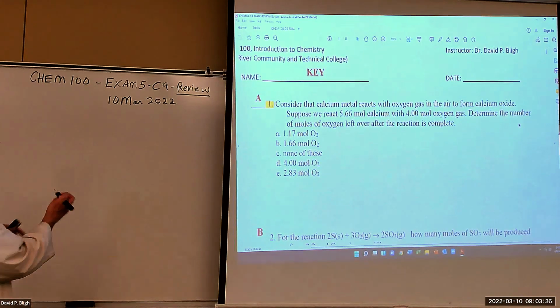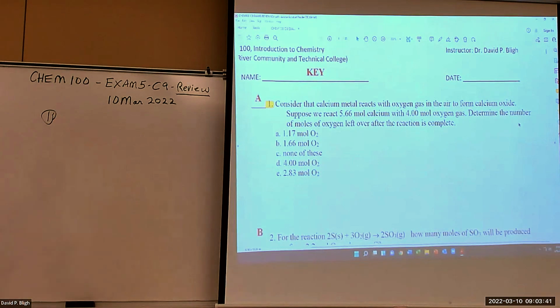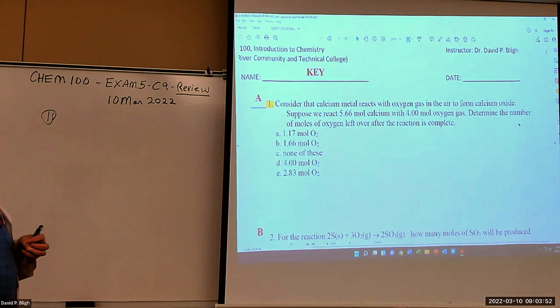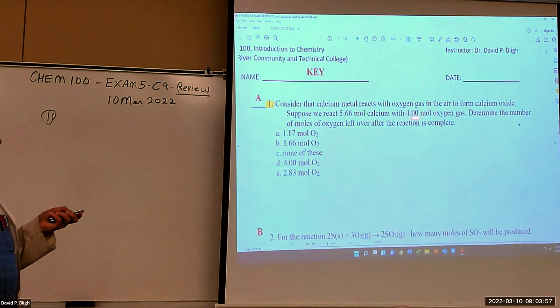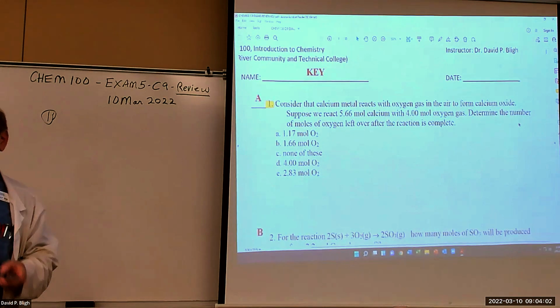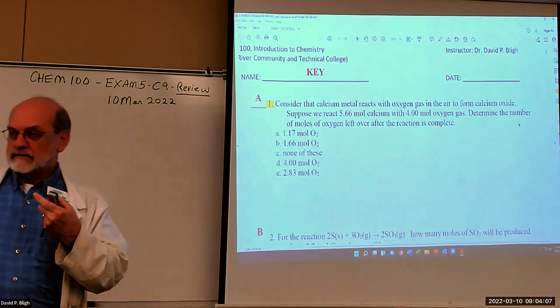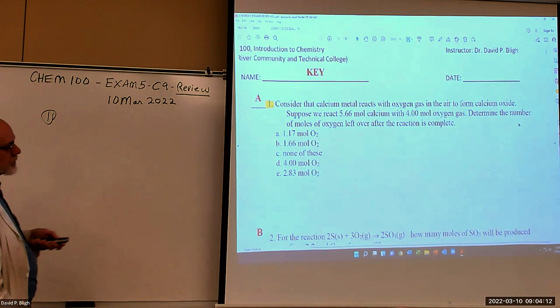Okay. Number one. Consider the calcium metal reacts with oxygen gas in the air to form calcium oxide. Suppose we have this many moles of calcium and this many moles of oxygen gas. How many moles of oxygen are left over after the reaction is complete? Okay, what's the first thing we need? A balanced equation, yes. So we're going to start with calcium.